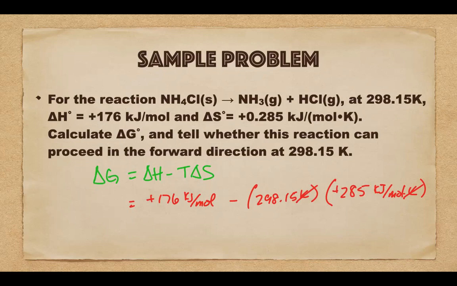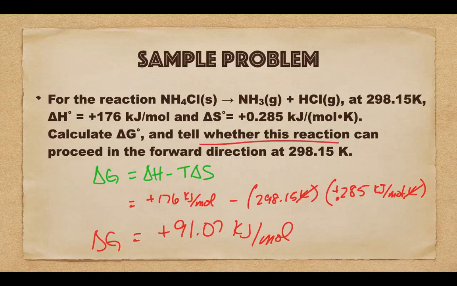So you've got 176 minus, and then bracket 298.15 times, oops, I forgot my decimal, times 0.285, and I get plus 91.07. Does that make sense? Yeah, it makes sense. Because delta G is positive, can this reaction proceed in the forward direction? Nope, it cannot, because it has a positive delta G.